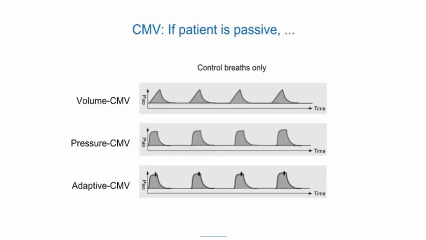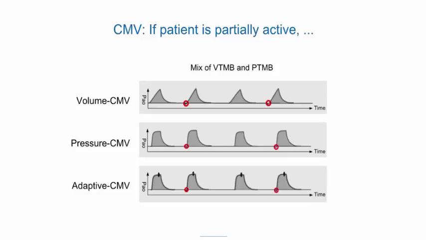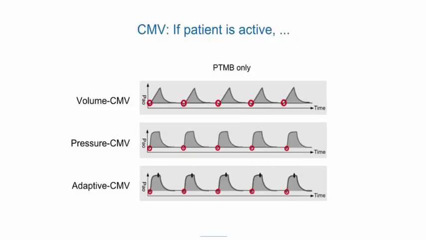Under normal conditions of use, CMV modes behave in one of three possible scenarios. If the ventilated patient is passive, all breaths are VTMB. If the ventilated patient is partially active, there may be a mixture of VTMB and PTMB. If the ventilated patient is active, all breaths are PTMB.